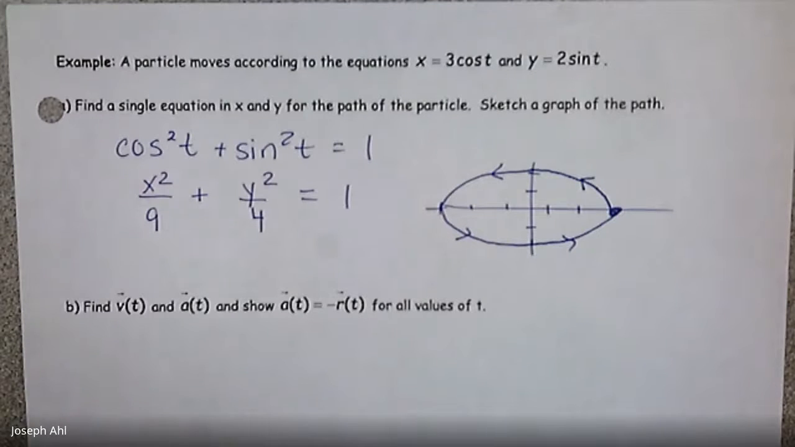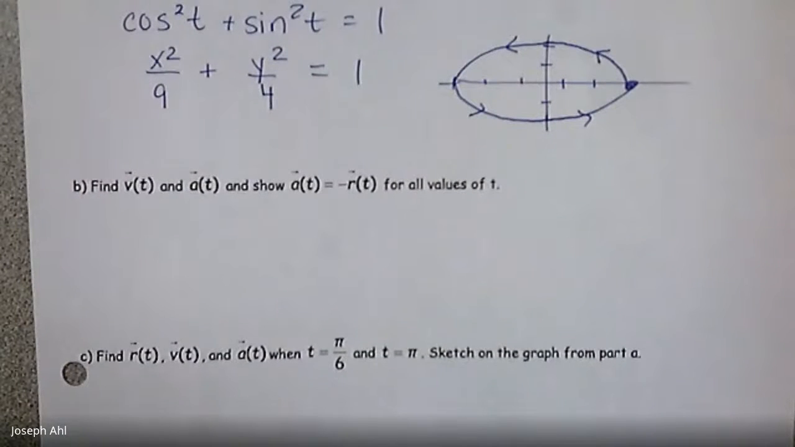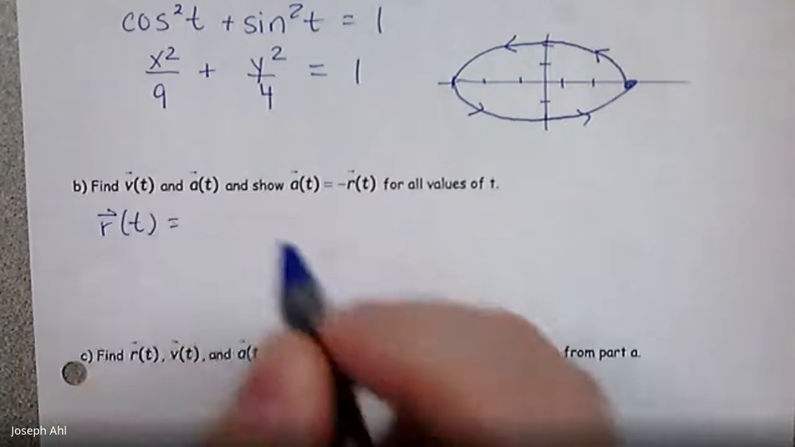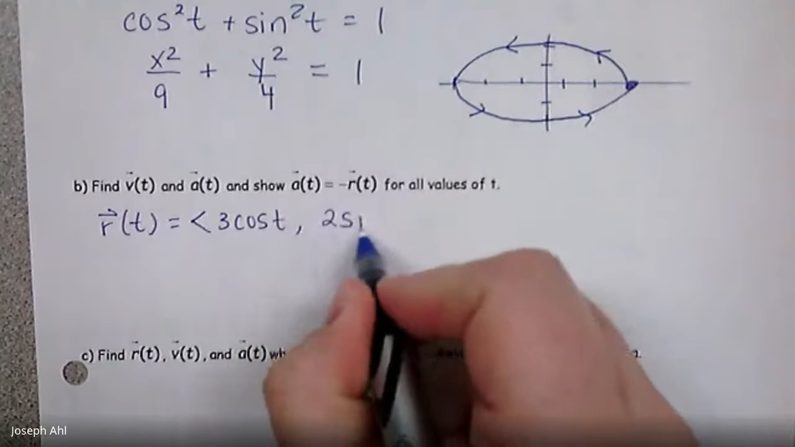All right, so that part wasn't so bad. And part B, find v of t, a of t, and show that a of t equals negative r of t for all values of t. So if we define this in terms of the position vector valued function, r of t would simply have the components 3 cosine t and 2 sine t.